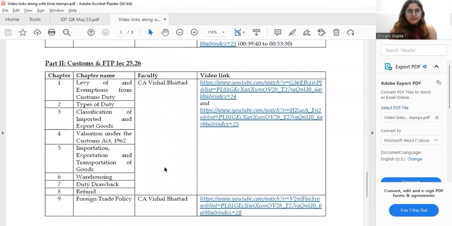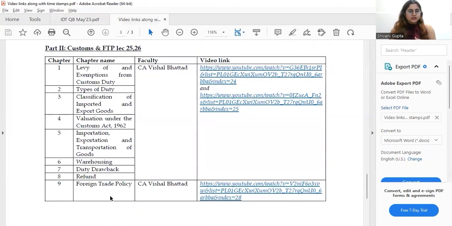In customs and FTP, one is FTP. For FTP, there is one single video you can go through. But for customs, it is not chapter-wise bifurcation. It is only two videos for the whole of customs. So you can complete the whole customs in just 7 to 8 hours for the whole revision, and in just one day you can go through the question bank. So customs and FTP both you can easily complete in 2 days if you study honestly and with concentration. So this is all about the question bank and video links.